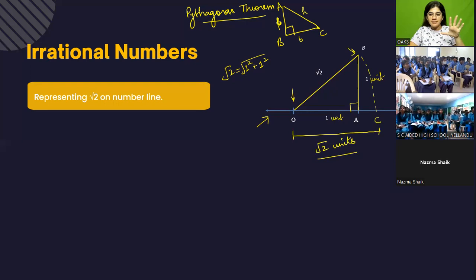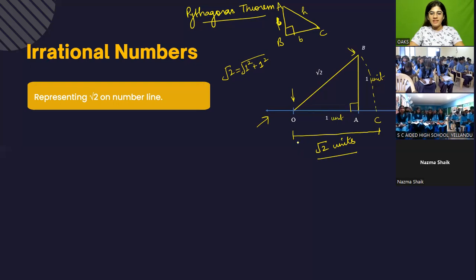Any doubt in this thing? So are we clear about how we have chosen 1 and 1 and how we have put root 2 on the number line? School 1, is that clear? School 2? No, I cannot hear. Yes, ma'am. Great. This is the energy I wanted.